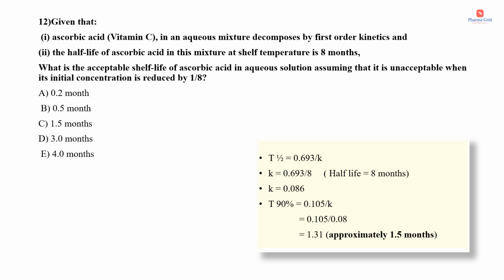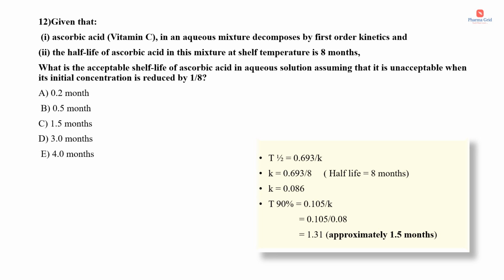Next question. Given that ascorbic acid, also known as vitamin C, in an aqueous mixture decomposes by first order kinetics, and the half-life of ascorbic acid in this mixture at shelf temperature is 8 months. So what is the acceptable shelf life of ascorbic acid in aqueous solution, assuming that it is unacceptable when its initial concentration is reduced by 1/8? From this question itself, it is understood that we need to calculate the shelf life of ascorbic acid.